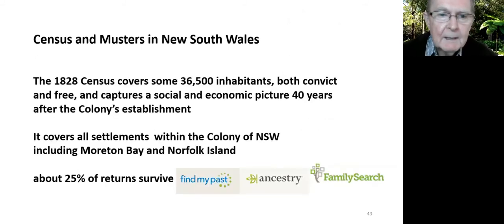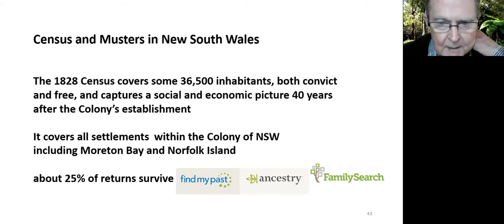In 1828, the census covered some 36,500 inhabitants, both convict and free, and it captures the social and economic picture of the colony after 14 years. It covers all settlements within the colony, including Moreton Bay, which we now know is in Queensland, and Norfolk Island. About 25% of these returns survive, and they're available through Find My Past, Ancestry and FamilySearch. And I've given you the links to all of those sites.